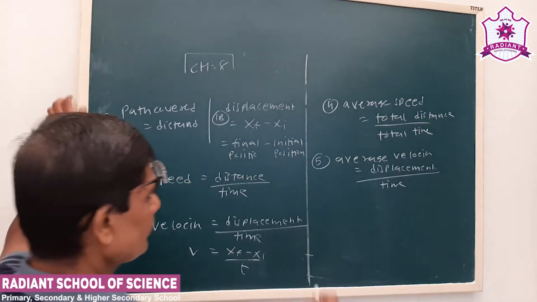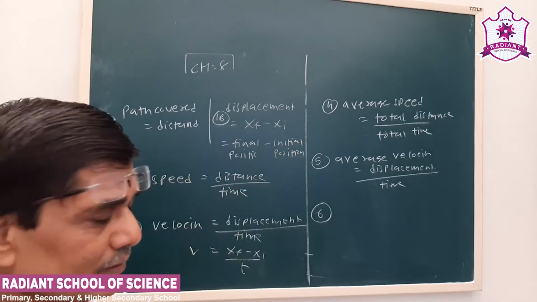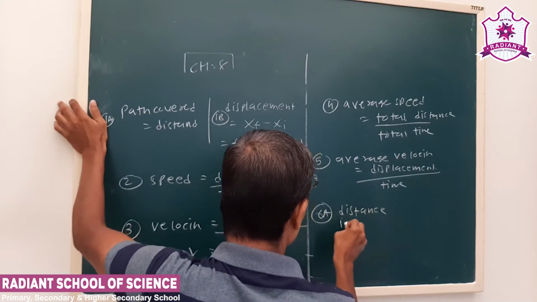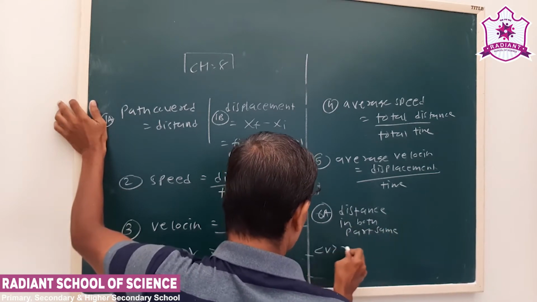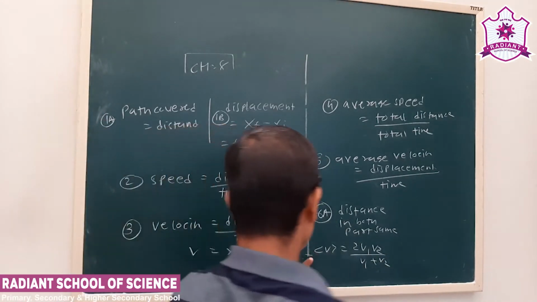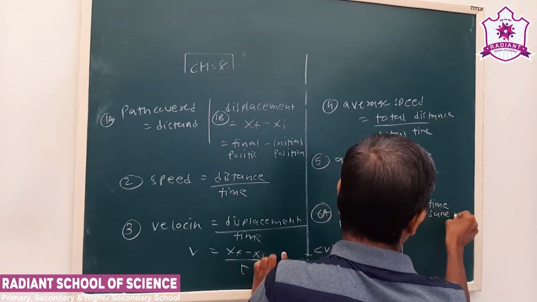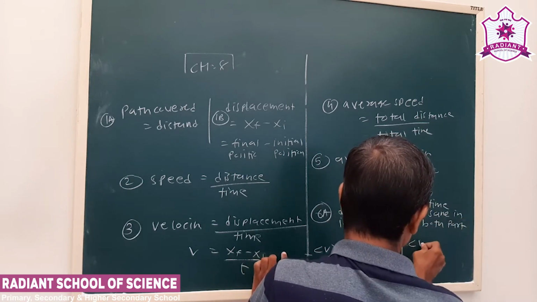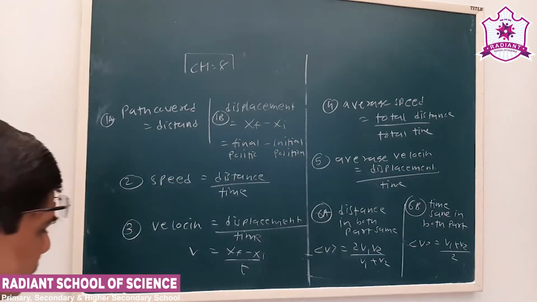Now see, we saw that for average speed or average velocity, when distance in both parts is same, then average velocity was 2v1v2 upon v1 plus v2. And when the time was same in both parts, average velocity was v1 plus v2 upon 2. These are useful formulas.